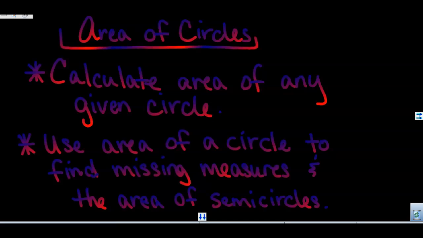Today we're going to be talking about area of circles. By the end of this video, we will have discussed calculating area of any given circle and how to use the area of a circle in order to find missing measurements and also the area of a semicircle too. So let's get started.